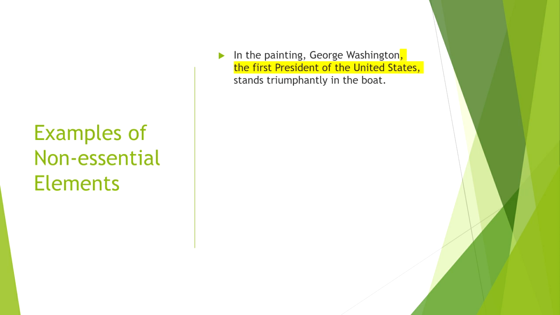So in the painting, George Washington, comma, the first president of the United States, comma, stands triumphantly in the boat. So the first president of the United States is just extra information added into the sentence. Helpful information, but it's not required for the main meaning of the sentence, which is describing George Washington standing triumphantly in the boat. We already know George Washington is the first president, so it's just extra information to add that in. Okay, so therefore you need commas around it.